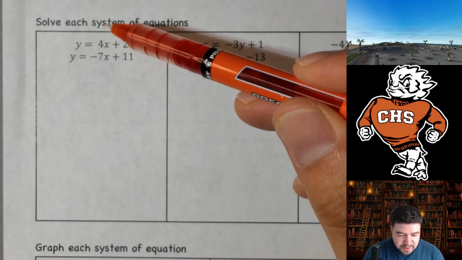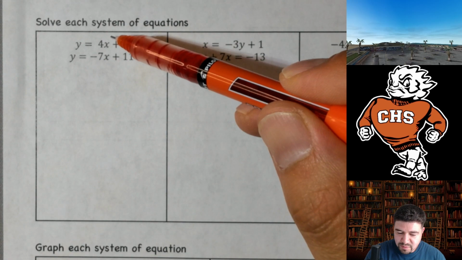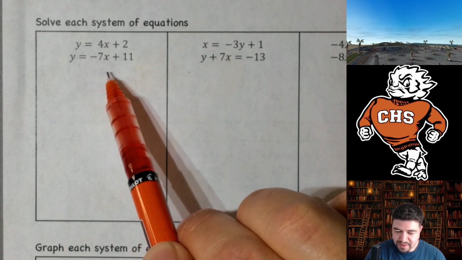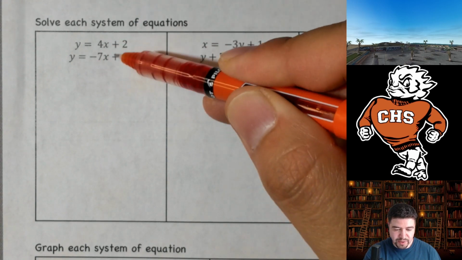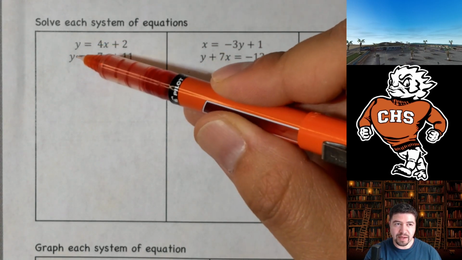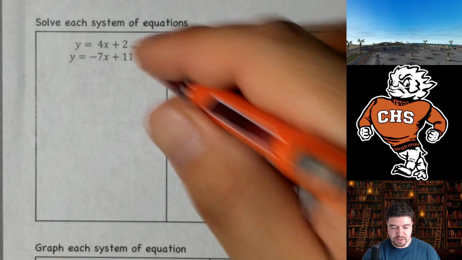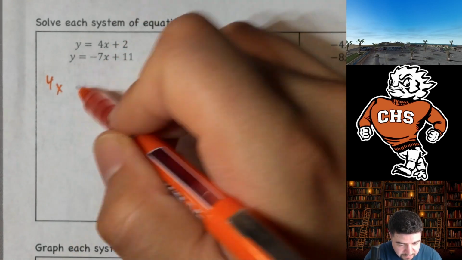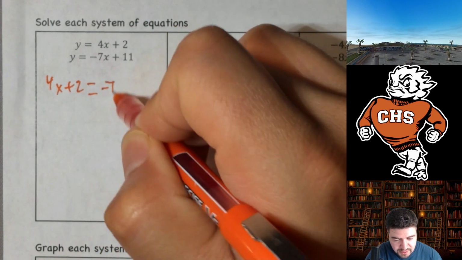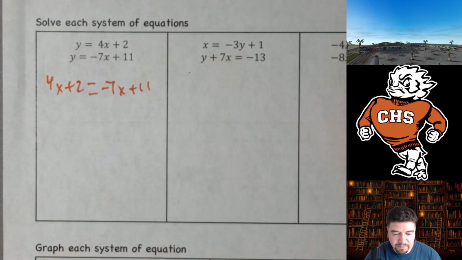So we have y equals 4x plus 2 and y equals negative 7x plus 11. These expressions right here, they both equal y. They have equal values, so we're going to set them equal to each other. It's going to look like 4x plus 2 equals negative 7x plus 11.